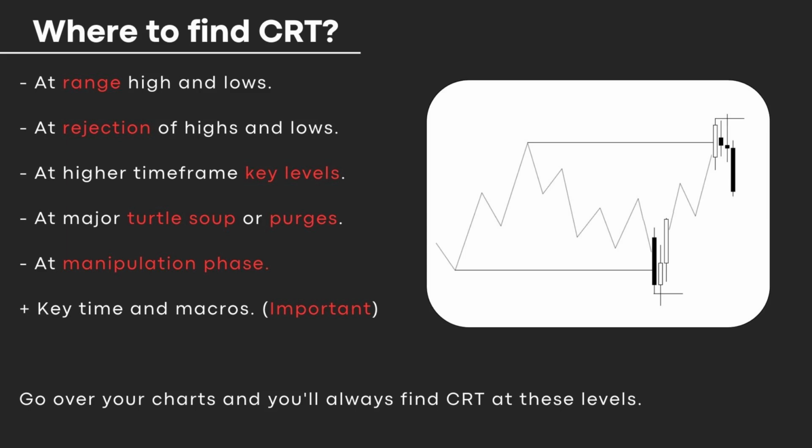Now that you are aware of these points and this knowledge, you'll be better equipped with knowledge about selecting and finding CRT correctly. And also make sure not to forget that along with all of these protocols or points, you must always consider the time aspect at all times and make sure that the reactions, purges and formation occur at key times in macros. Now go over your charts and examine these key zones and price, these range highs and range lows, rejection of highs and lows, and you'll always find the best CRT to be formed there.